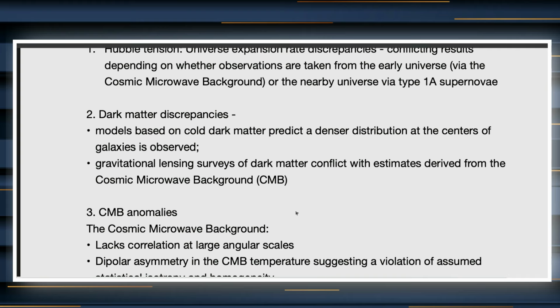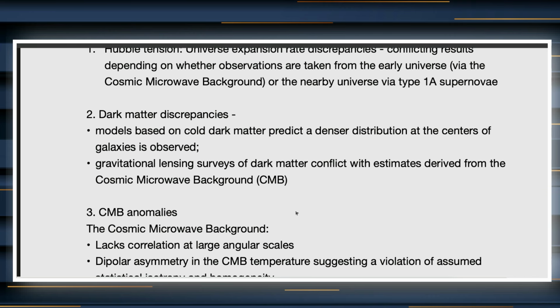2. Dark matter discrepancies. Models based on cold dark matter predict a denser distribution at the center of galaxies than is observed. Gravitational lensing surveys of dark matter conflict with estimates derived from the cosmic microwave background.